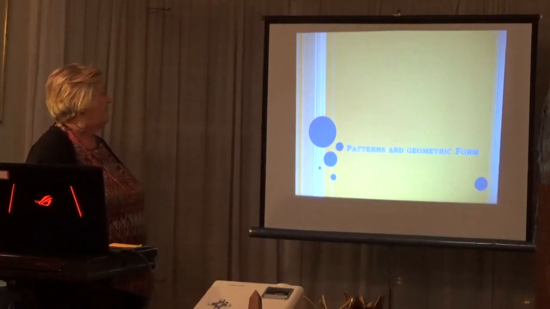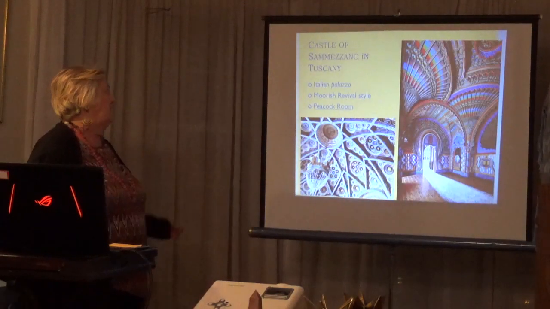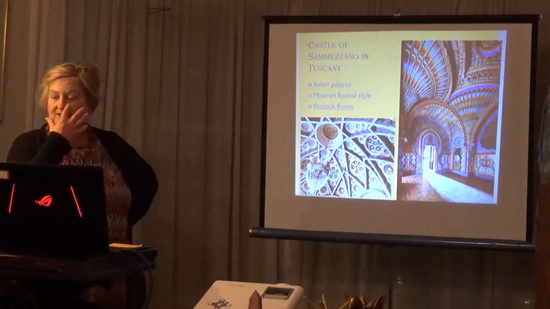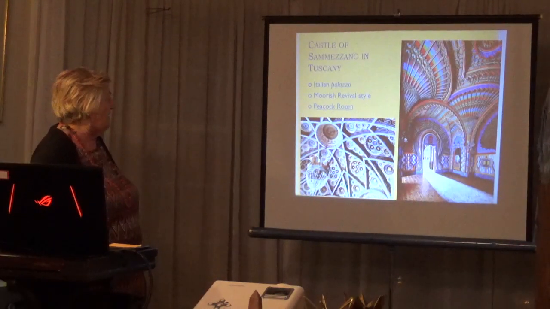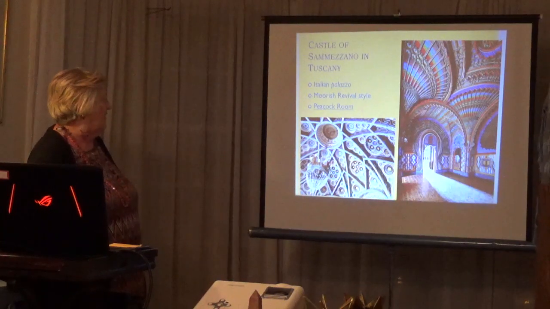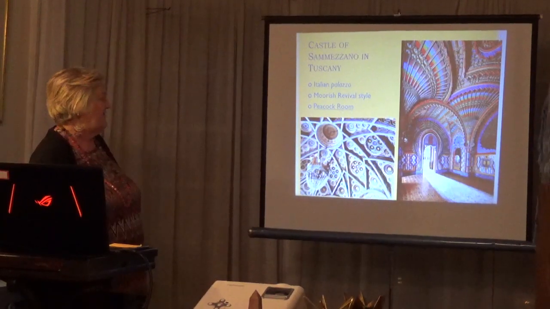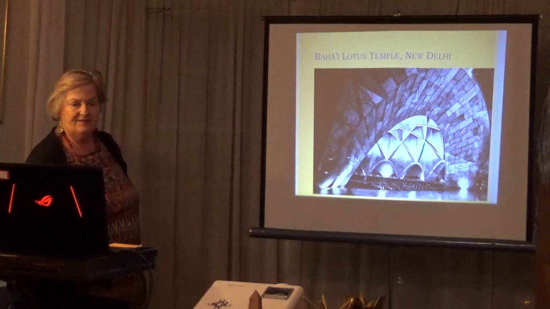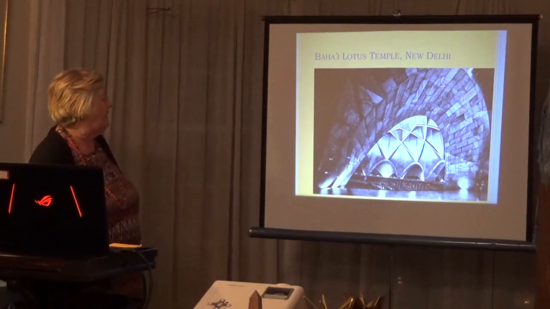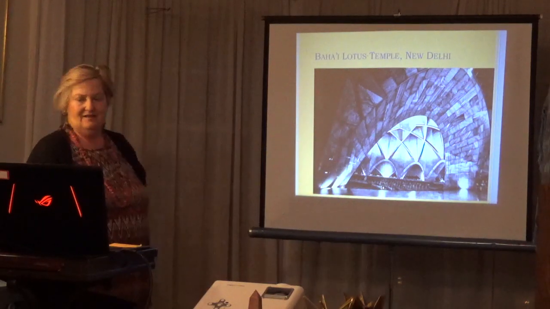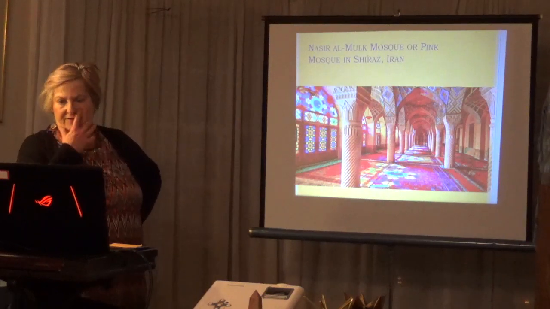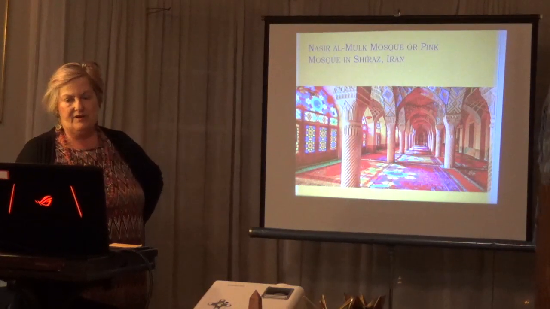But anyway, another feature within architecture is patterns and geometric forms. So these are some samples. Pretty amazing. The castle of Samazzano in Tuscany. And these are various rooms. It's one of the most exotic places on the planet, probably. This is a Baha'i temple in New Delhi, and it's very interesting. And they're working with the arch in a different way. And this is the mosque, or Pink Mosque, in Shiraz, Iran.